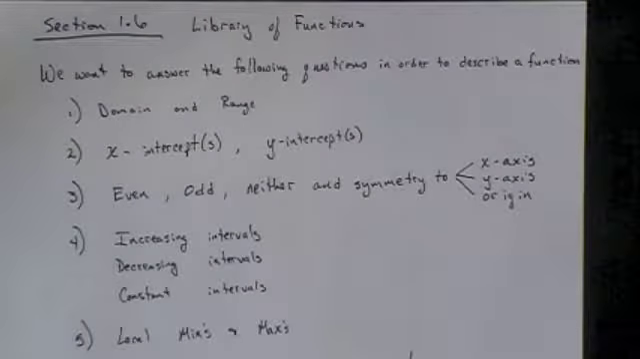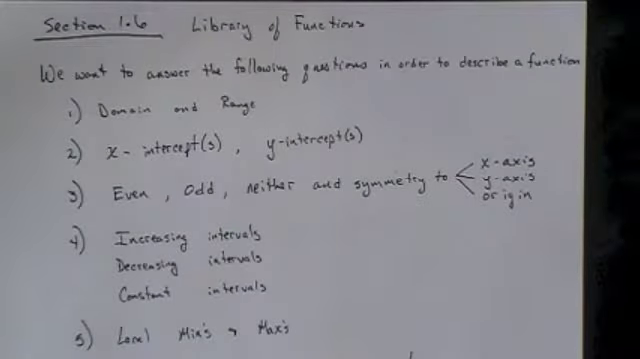In section 1.6, we're going to be looking at a lot of different functions, and these will be our parent functions. We need to have an understanding of what these graphs look like, and then we will move them around from there. And with these, we should be able to answer the following questions to be able to describe the function. We should be able to determine the domain and range, as well as the x and y intercepts. We should be able to determine if the function is even or odd or neither, and if it has symmetry to the x-axis, the y-axis, or the origin.